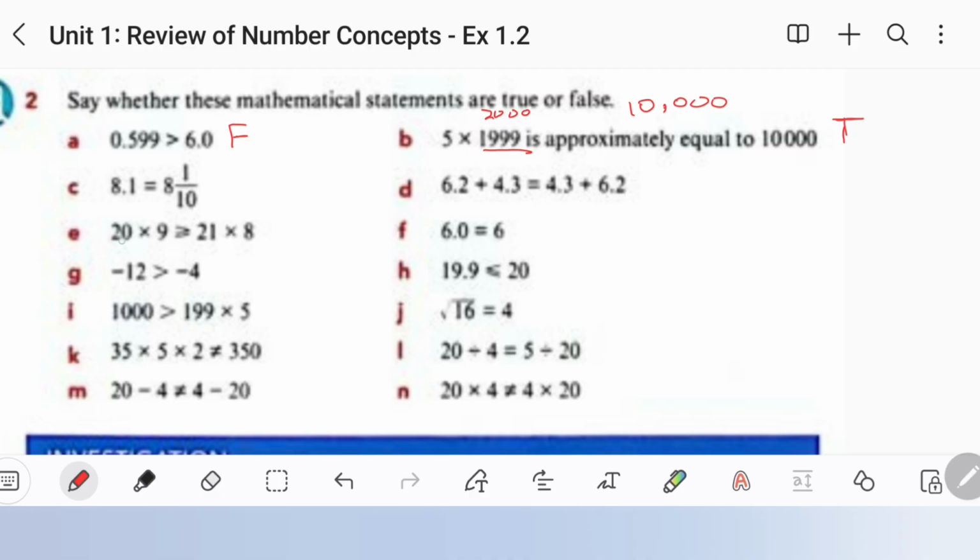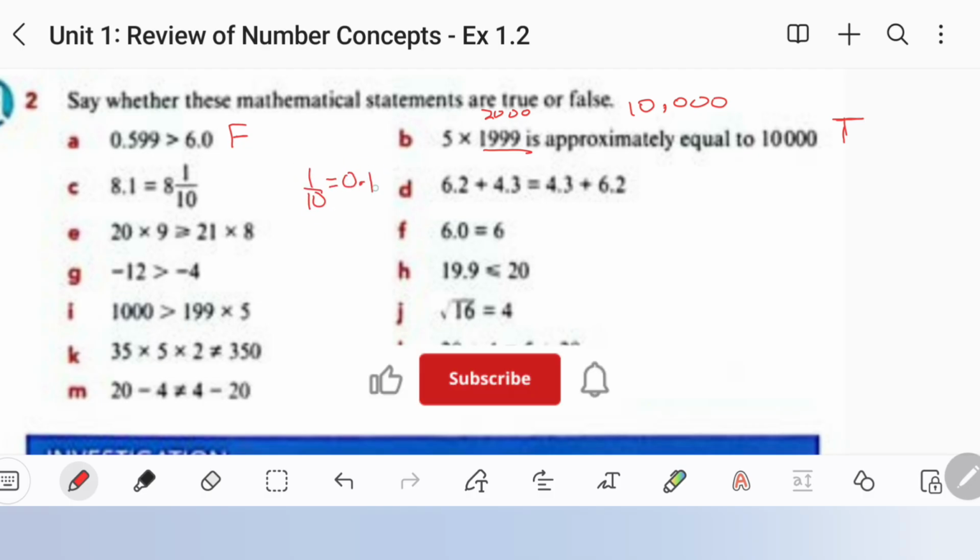Okay, next they are asking 8.1 is equal to 8 whole 1 upon 10. So keep in mind that 1 upon 10 is, yes, equal to 0.1. So this one is also true. Now we are doing D. 6.2 plus 4.3 is 4.3 plus 6.2. So yeah, addition is commutative. So this is also true.